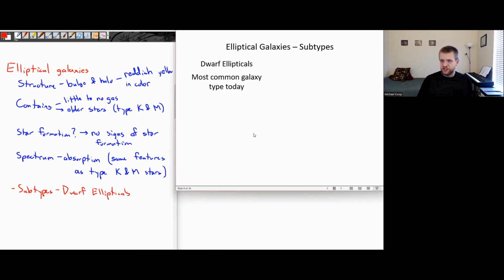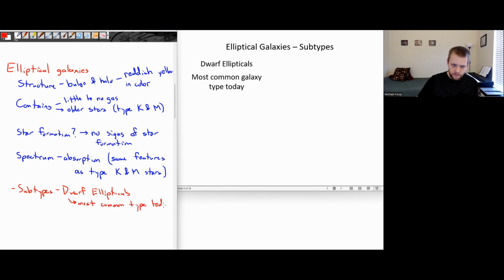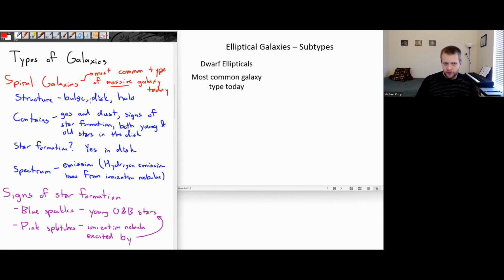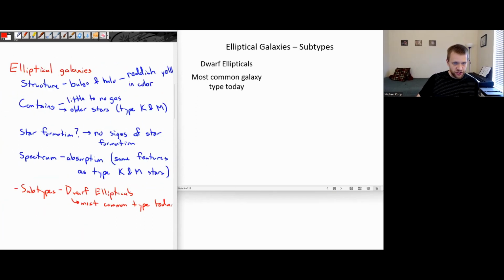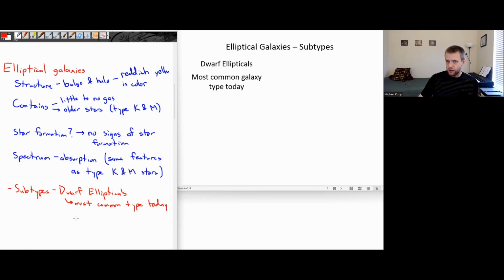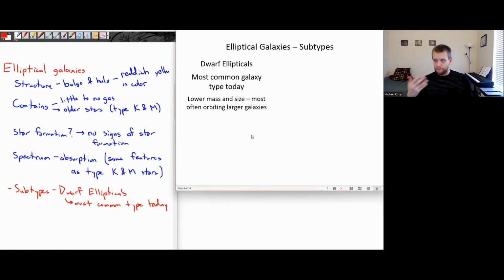These are the most common type of galaxy today. Earlier, we said that spiral galaxies are the most common type of massive galaxy today. But these dwarf ellipticals, which as their slightly non-PC name suggests, are on the smaller side. These are fairly small galaxies and mostly orbiting around larger galaxies.